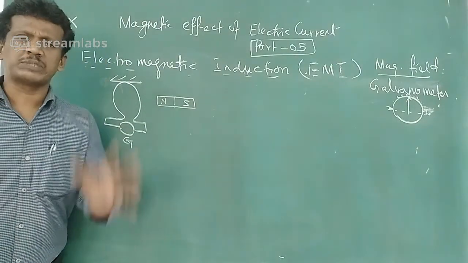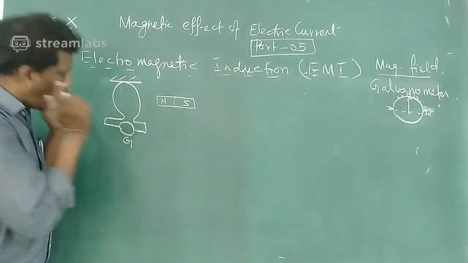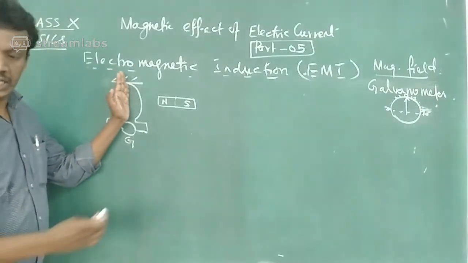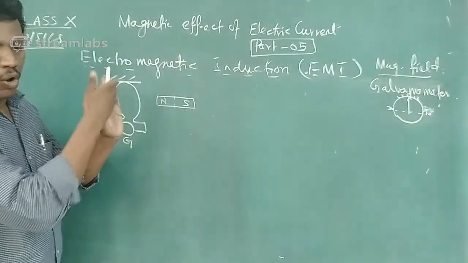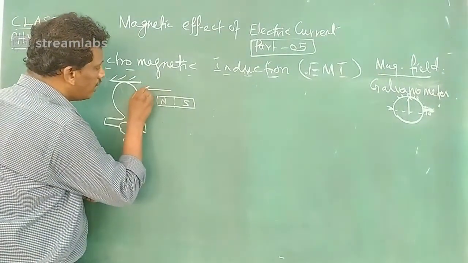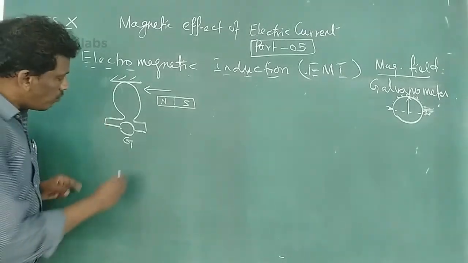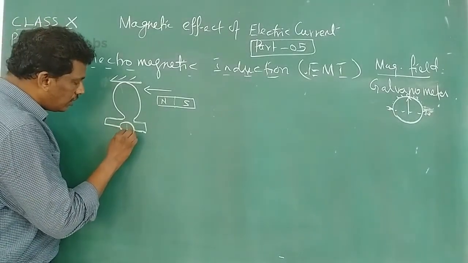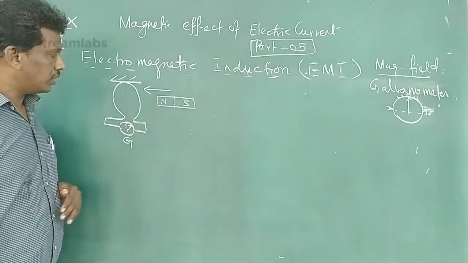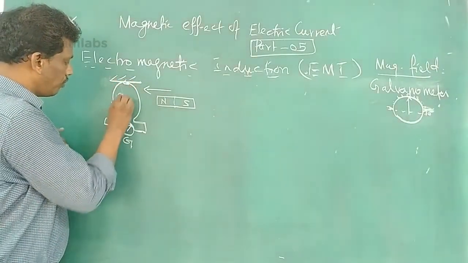Suppose this is the north pole, this is the south pole. Step by step I am going to explain, don't worry, definitely you can understand. So you have one coil, this is the coil, and this is the magnet. What I am going to do is move the magnet towards the coil. So when I look at that, what is happening? There is a deflection in the galvanometer needle.